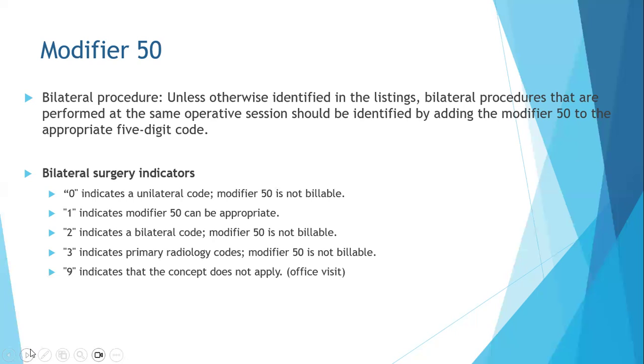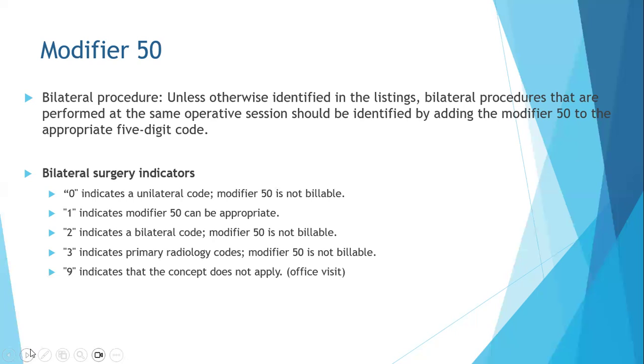So an indicator 2 indicates that it's a bilateral code and that it inherently encompasses both sides of the body. Therefore, modifier 50 is not billable. So in the CPT code itself, it tells you that it applies to both sides of the body. That's why you don't bill a modifier 50 on it.